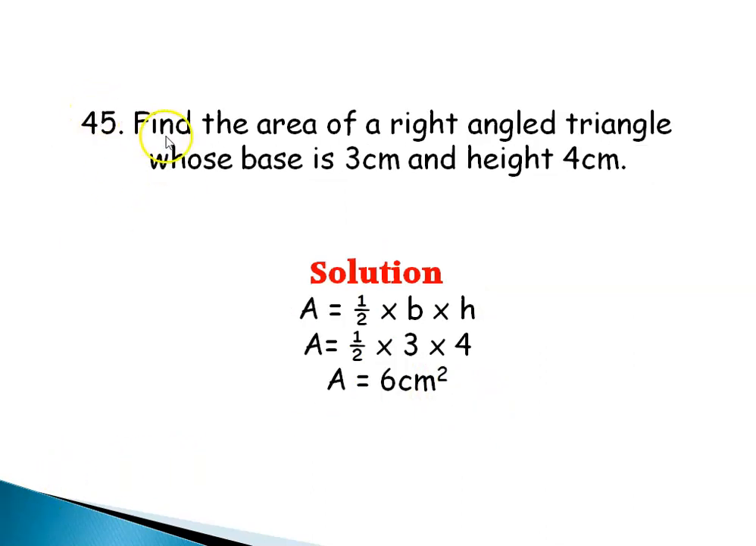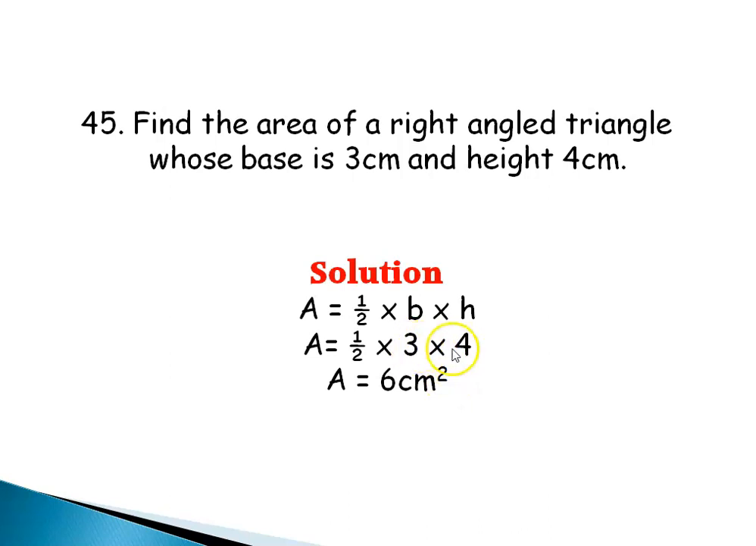Question 45. Find the area of a right-angled triangle whose base is 3 cm and height 4 cm. Okay, the formula for finding area of a triangle is 1 over 2 times b times h. 1 over 2 times our base is 3 and our height is 4. Okay, I can say 2 here 1 and 2 here 2. And 3 times 2 will give me 6 centimeters square.